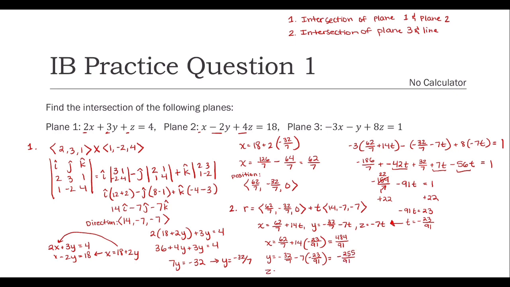And finally, z equals negative 7 times t. 7 and 91 simplify to 1 and 13. So this equals 23 over 13. So the intersection of the three planes would be at the point 484 over 91, negative 255 over 91, and 23 over 13. So most likely on your test, they won't give you fractions like this on your no calculator portion, but this is just an example to show you a more challenging version of the problem.